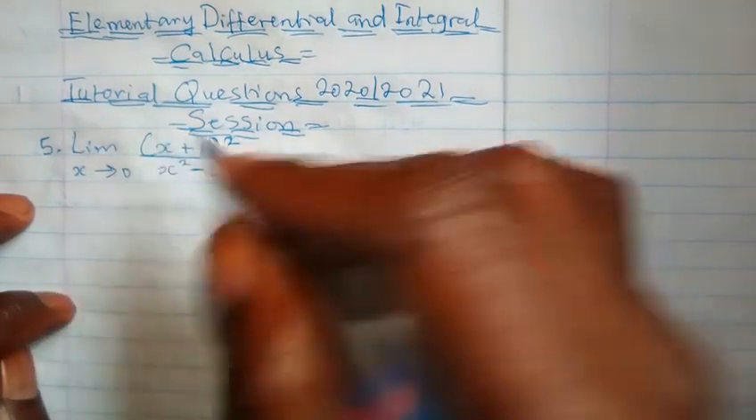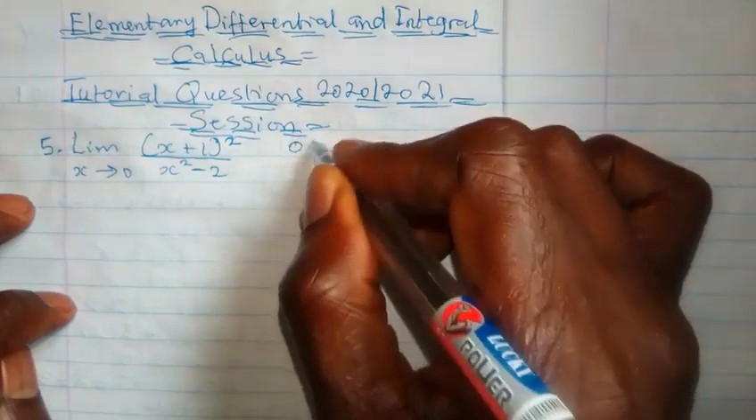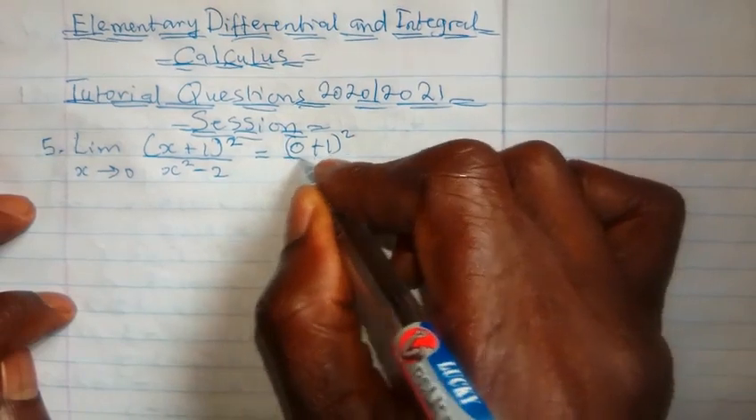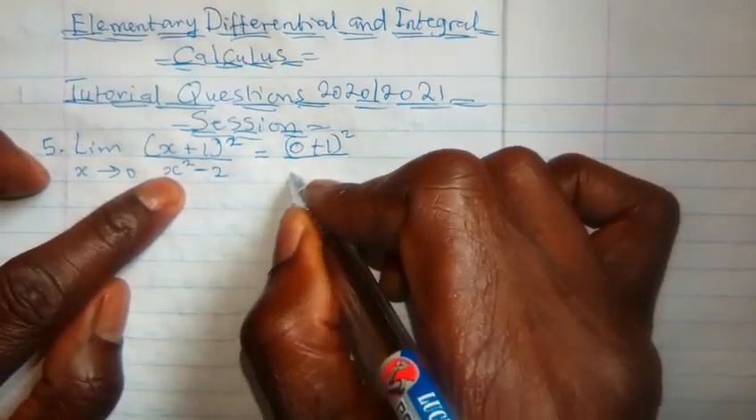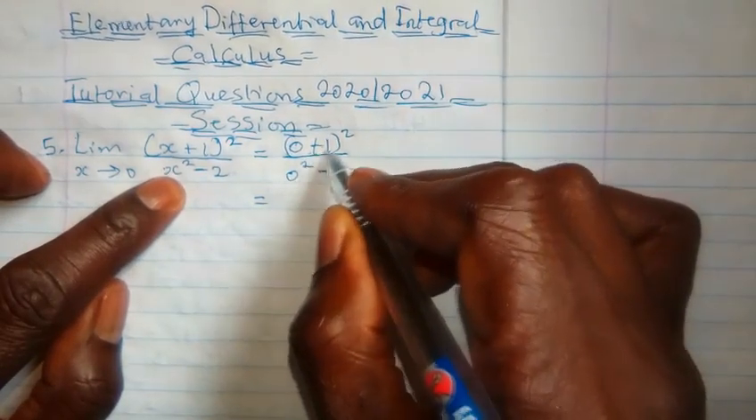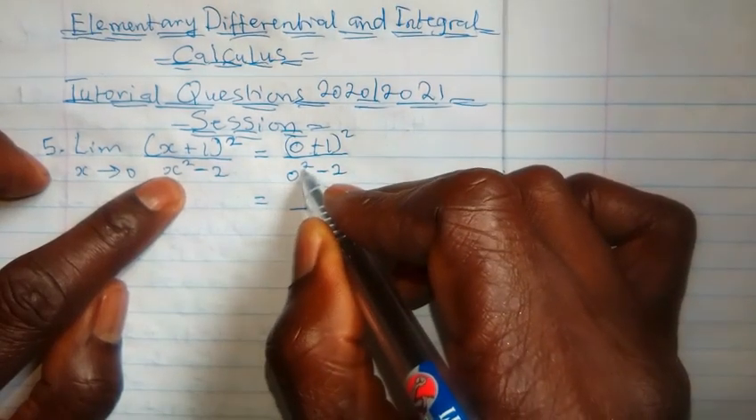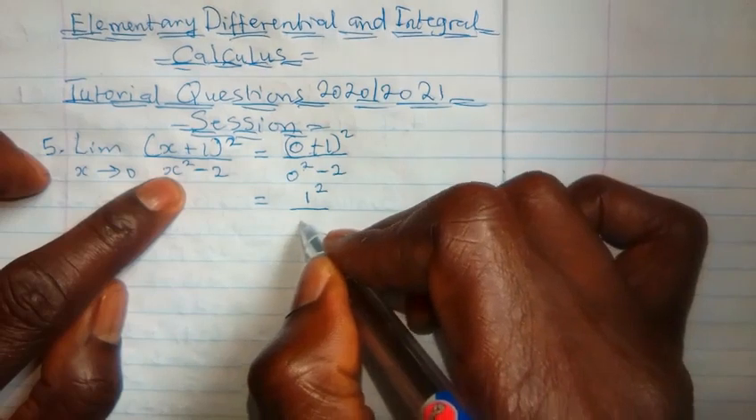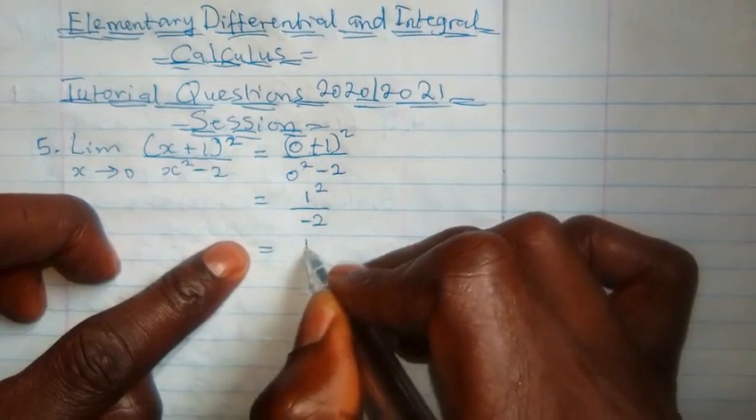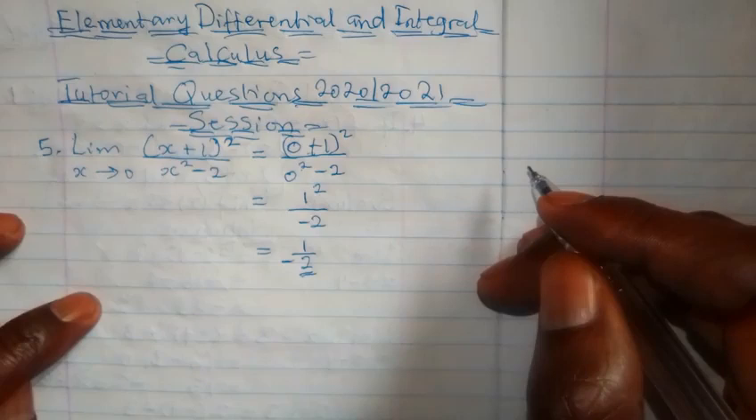So to solve this problem, therefore, we can come here where we see x, replace it with 0. So we have (0 + 1)², then divide by, in this place here, 0² − 2. Now in the next step, 0 plus 1 is 1, all squared. Then upon 0 squared is 0. 0 minus 2 is minus 2. So finally, we are going to have here 1 squared is 1, upon minus 2. And this is going to be the answer to this question.